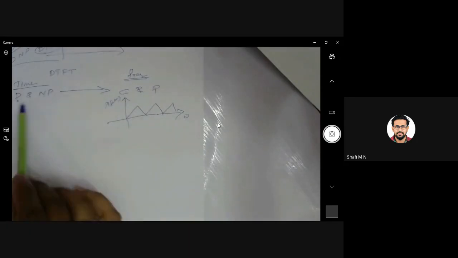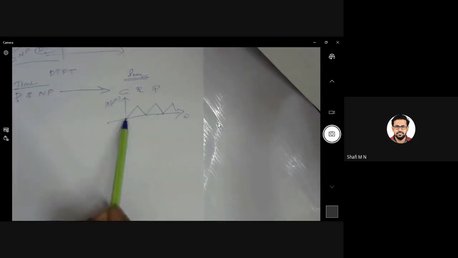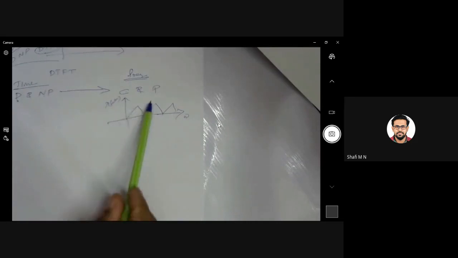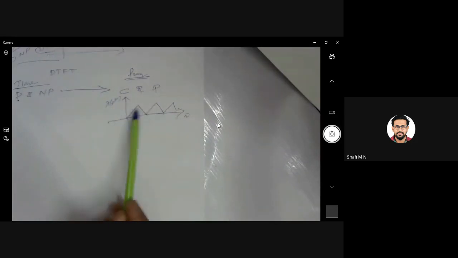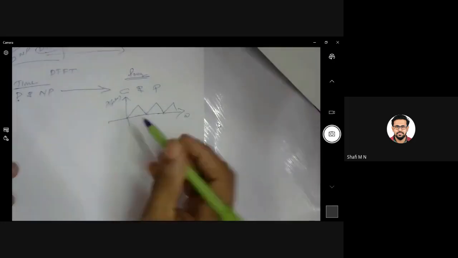So what is happening over here? You're transforming a digital signal to frequency domain. Now your spectrum is a continuous waveform, so the processor will not be able to handle it anymore. To make it convenient for a processor, what you can do is make it digital again.